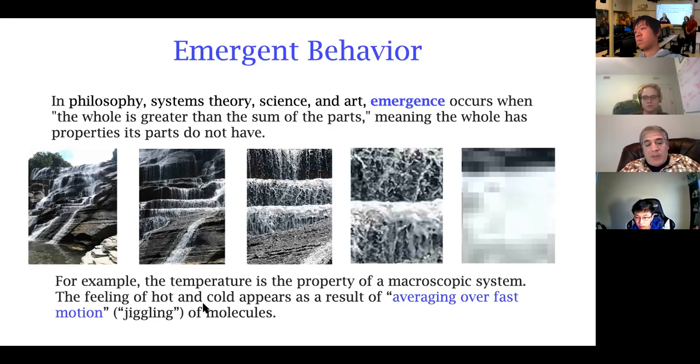Another property, more physical, is that temperature is the property of a macroscopic system. It does not make sense to talk about temperature for a single molecule, but the feeling of hot and cold appears as a result of averaging over the fast motion, or jiggling in Feynman's words, of molecules. If the average kinetic energy is high, we feel it as hot. If it's small, we feel it as cold.